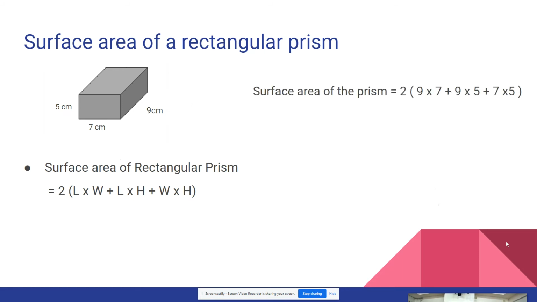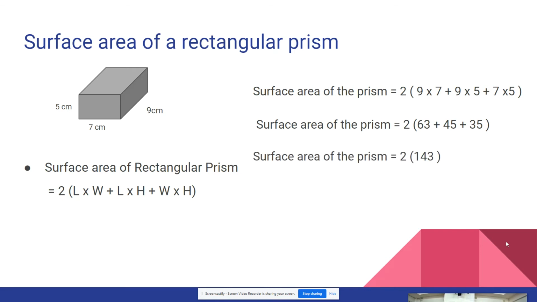We will execute it. 2 times 9 times 7 plus 9 times 5 plus 7 times 5. We will execute the multiplication first. We have 63, 45, and 35. So we will add them and we will have 143. We will now multiply it by 2. We will have 286 centimeters squared.